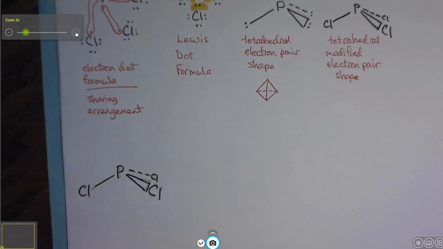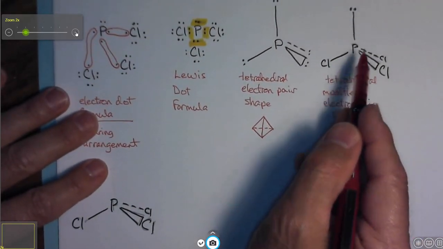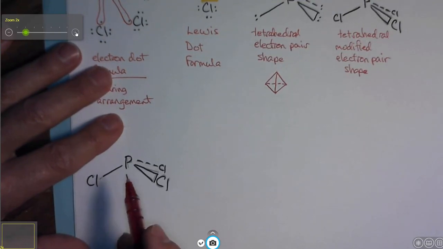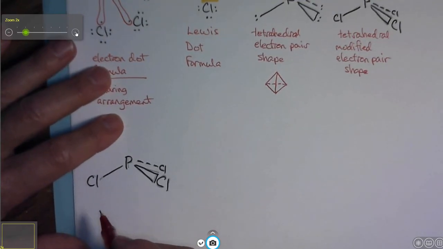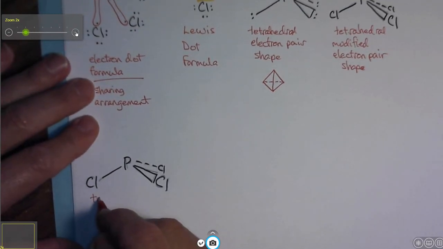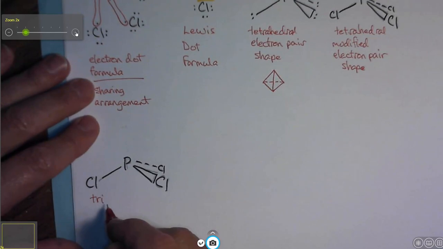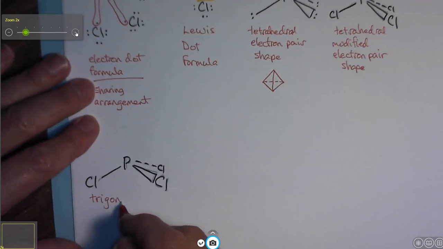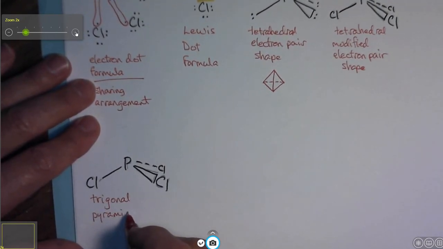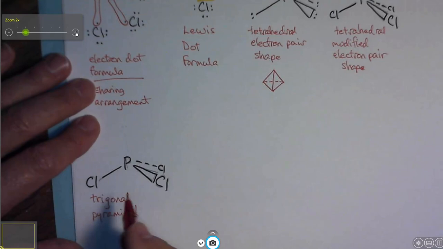Okay, now that's not a tetrahedral anymore. A tetrahedral has 4 arms. Trigonal pyramidal, yeah, good. You didn't pronounce it quite right, but I understand what you meant, okay? Trigonal, and there's 2 kinds of trigonal shapes. This is called trigonal pyramidal. And that's the molecular shape.